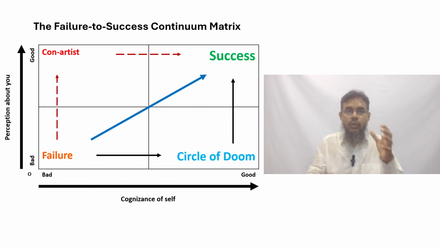But if you're not there, don't be disheartened. Start working on yourself. From failure, you will go to the circle of doom and then eventually success. If you directly work on your competencies and your image, your brand, then instead of the detour through the circle of doom, you can have a direct pathway to success. But don't even attempt to take a bypass detour where you are perceived as a con artist, because that would be permanent damage to your brand and image.